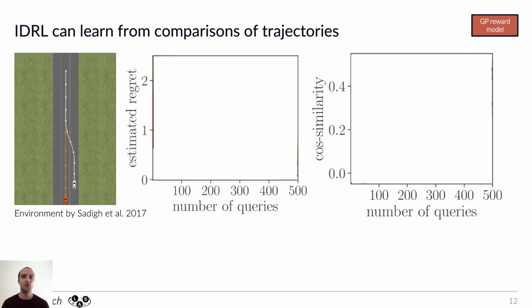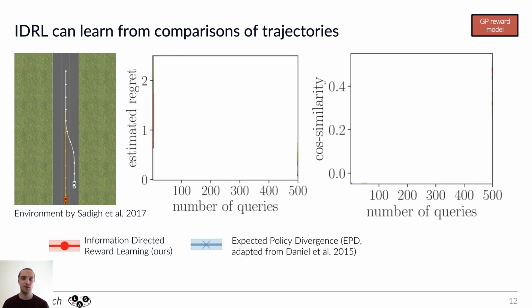The first environment we consider is this simple driving simulator, which was proposed in prior work. Here, we learn from comparisons of trajectories, and we evaluate the regret of the learned policy after a fixed number of queries in the left-hand plot, and also the cosine similarity of the learned reward function with the underlying linear true reward function in the right-hand plot. We compare information-directed reward learning, our algorithm, to expected policy divergence, which is a prior active reward learning method.